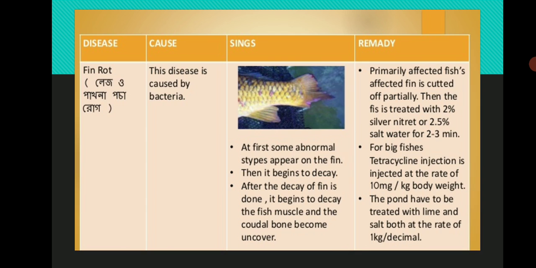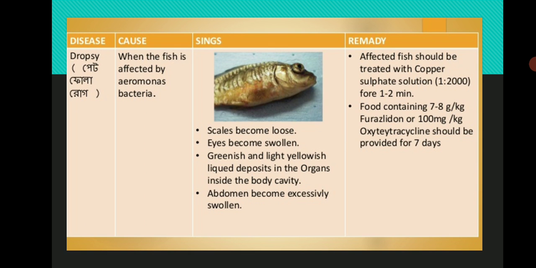Primarily, the affected fish's fin is partially cut off, and then it is treated with 2% silver nitrate and 2.5% salt for 2 to 3 minutes. For these fishes, a tetracycline injection should be given at a rate of 10 milligram per kg of body weight. The pond should be treated with lime and salt at a rate of 1 kg per decimal.